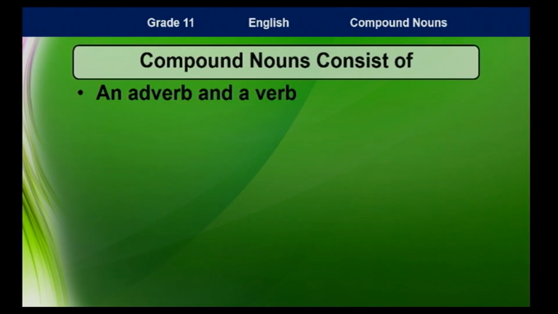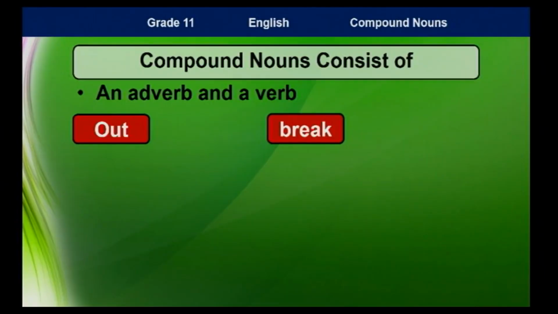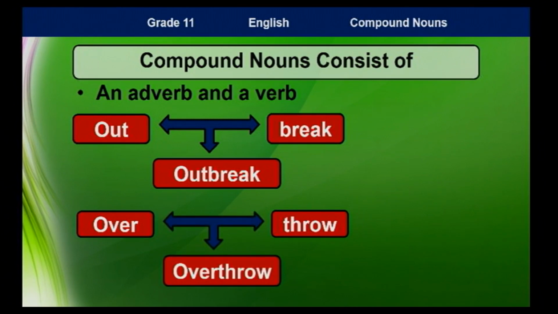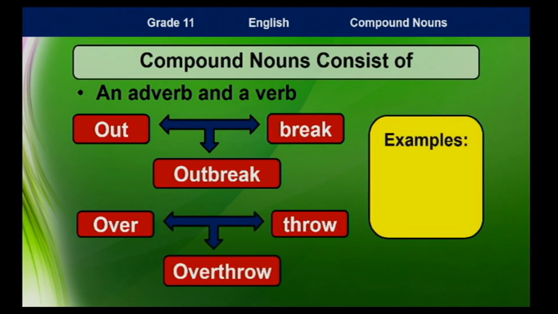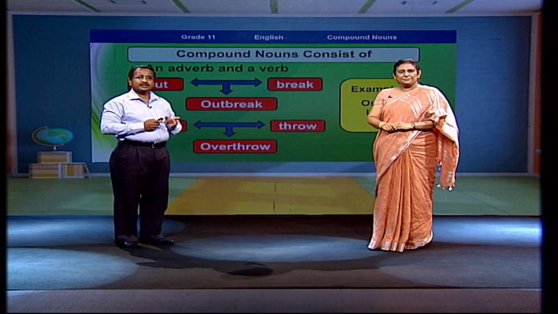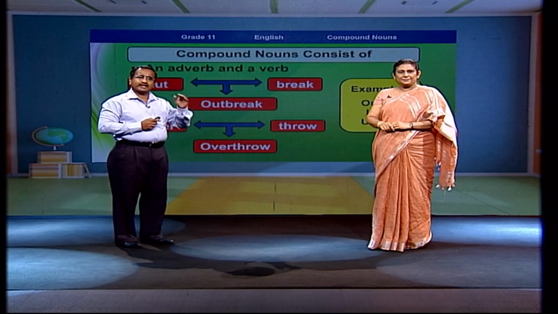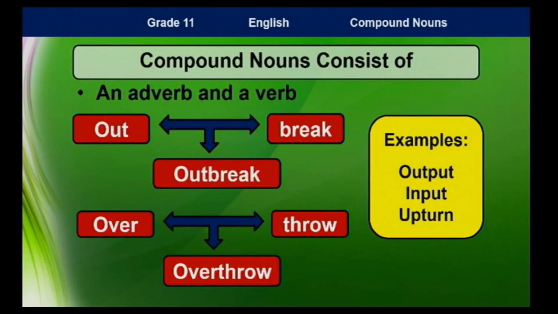An adverb and a verb can be added together in order to make compound nouns. Out is an adverb, break a verb. Outbreak. Over an adverb, throw is a verb. Overthrow. Look at these examples. Output, input, and upturn. All these words, outbreak, overthrow, output, input, upturn, all these compound nouns stand as single words.